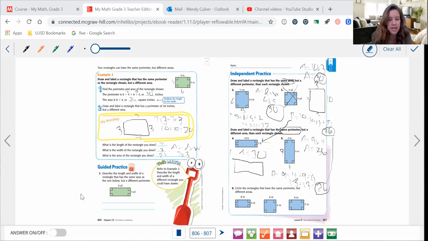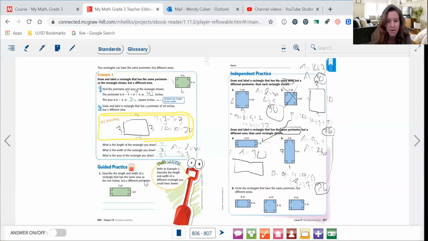Let's take a quick look at this problem, which we skipped over, the guided practice. It says, describe the length and width of a rectangle that has the same area as the one below, but a different perimeter. Okay, so the first thing I'm going to pay attention to is what they want that is the same. In this case, they said same area. So I'm going to pay attention to that.